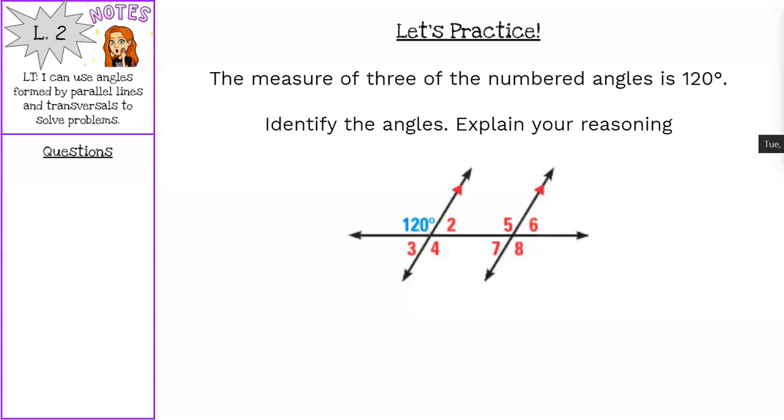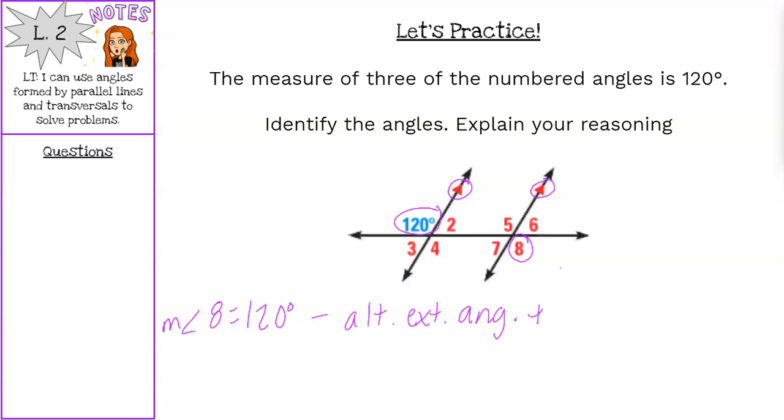So right now, we know that the lines are parallel, which means alternate exterior angles would be equal. So the alternate exterior to 120 would be angle 8. So I can say the measure of angle 8 equals 120 degrees, excuse me. And that would be because of the alternate exterior angles theorem.